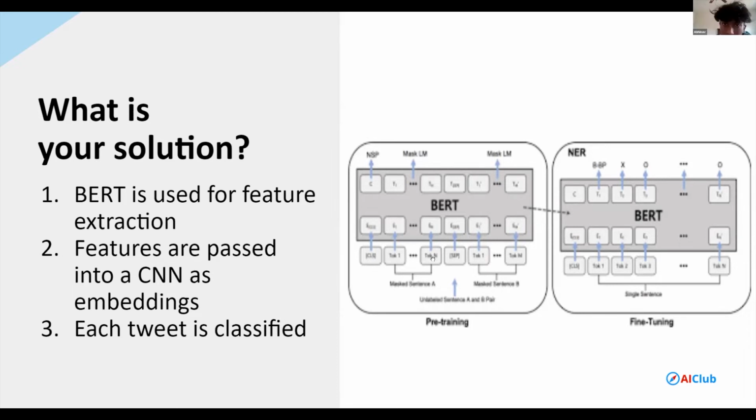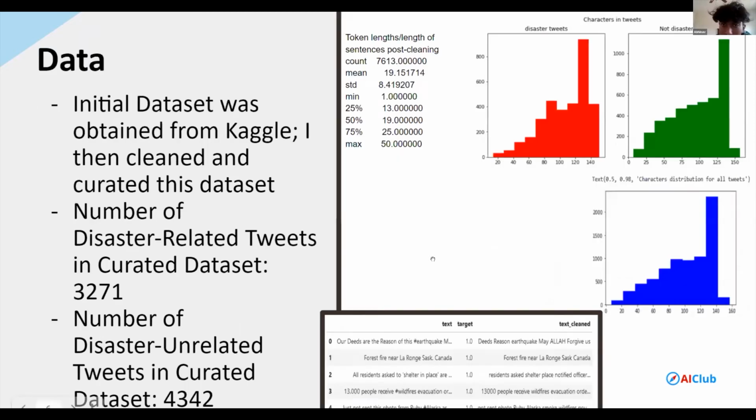So the data used: the initial data set was simply a Kaggle data set, but I took that data set and cleaned and curated it. I dropped null values, cleaned the text, and got rid of all the ones that seemed weird. With the text, I got rid of stop words and unnecessary characters and symbols, because those won't tell us if the tweet is related to a disaster or not.